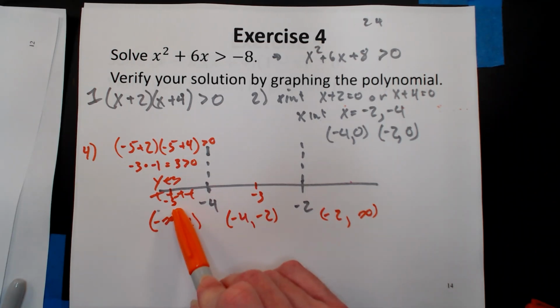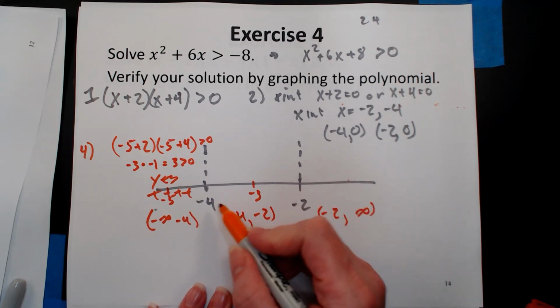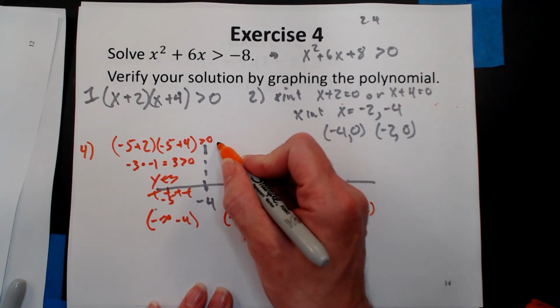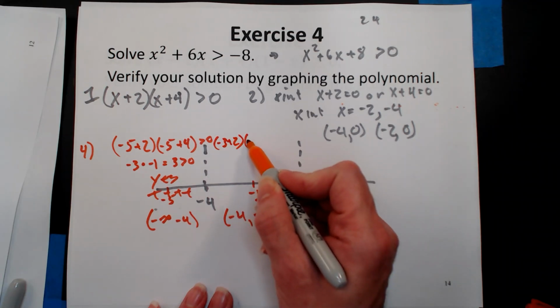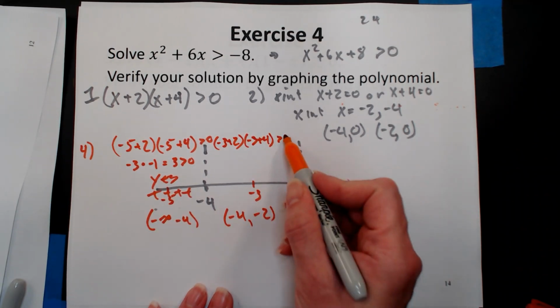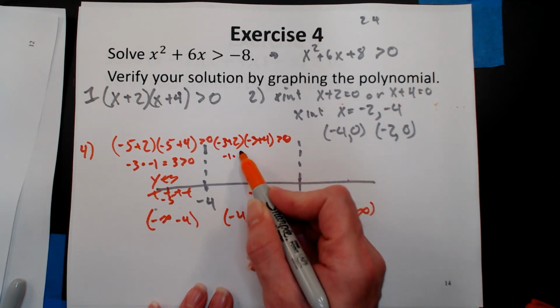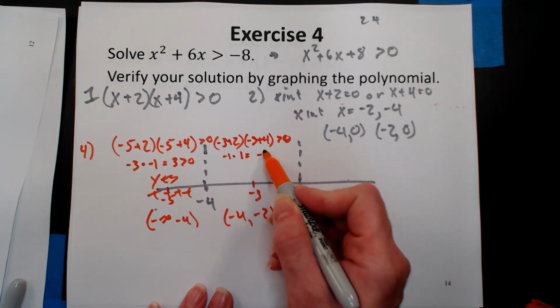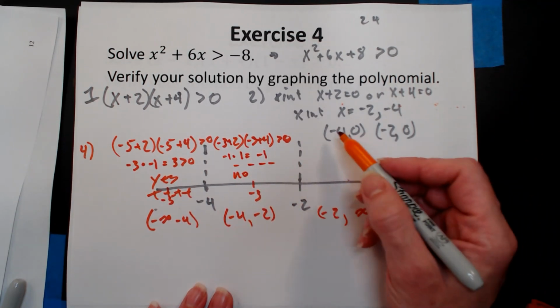So we tested negative 5. We said it was yes. Now we're going to test negative 3 because that was the natural point between these two values. So we'd say negative 3 plus 2 times negative 3 plus 4. And we'd say, is that less than 0, or is that greater than 0? And we get negative 1 times, and this is going to be positive 1, which overall gives us negative 1, so that's going to be no. I get all negative values there.